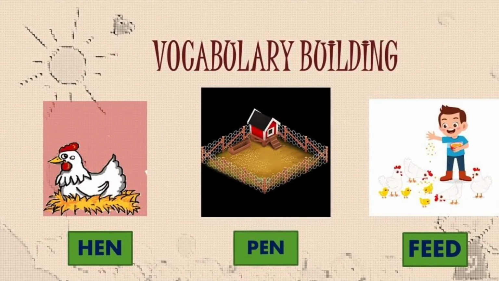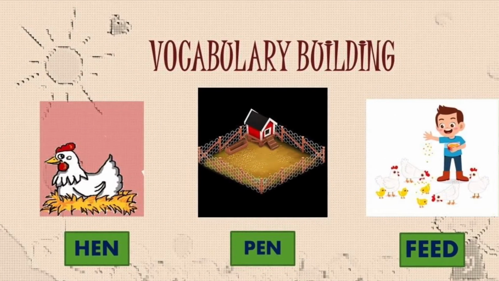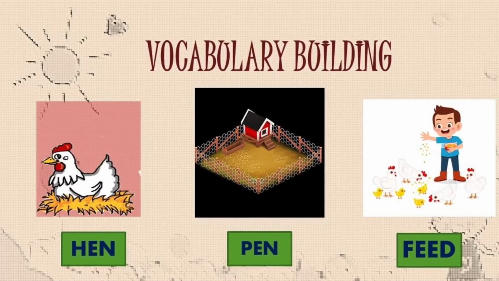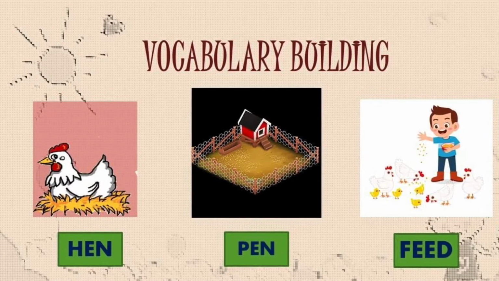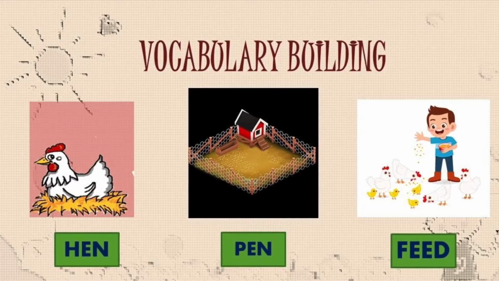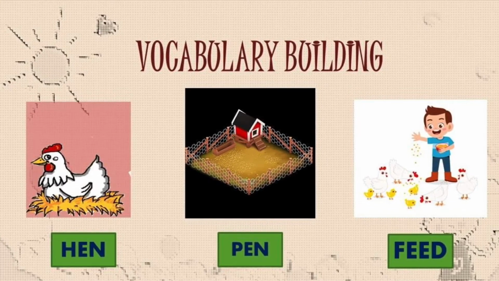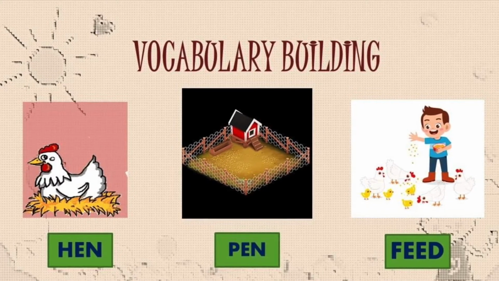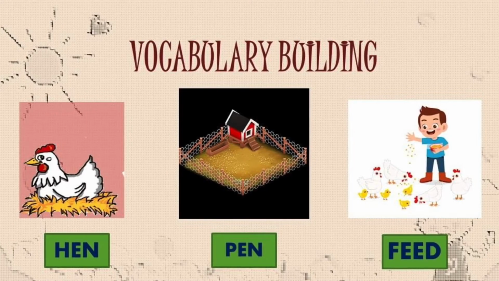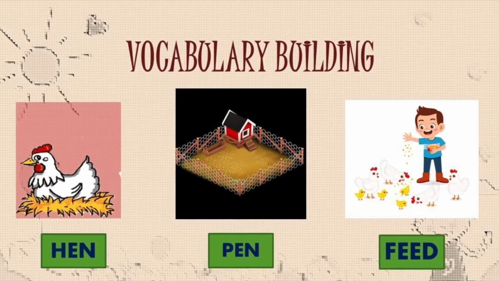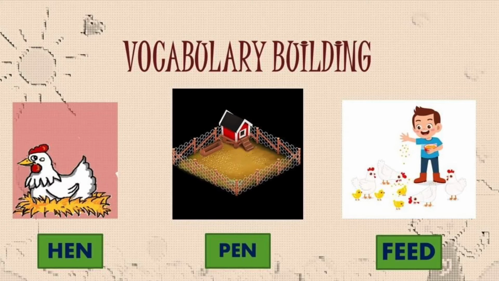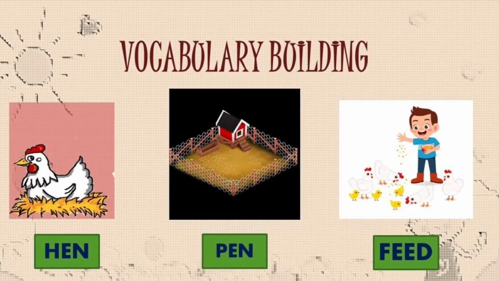Correct! These are the 3 words that we identify from the picture. The first picture is hen. The second picture is pen. The third picture is feed. Now, let's read the 3 words all together.